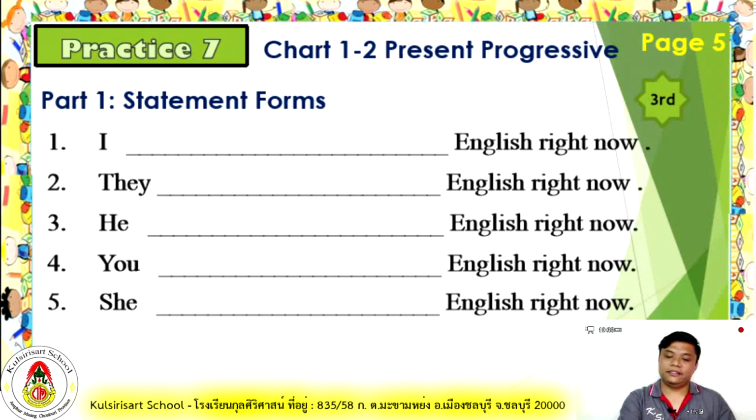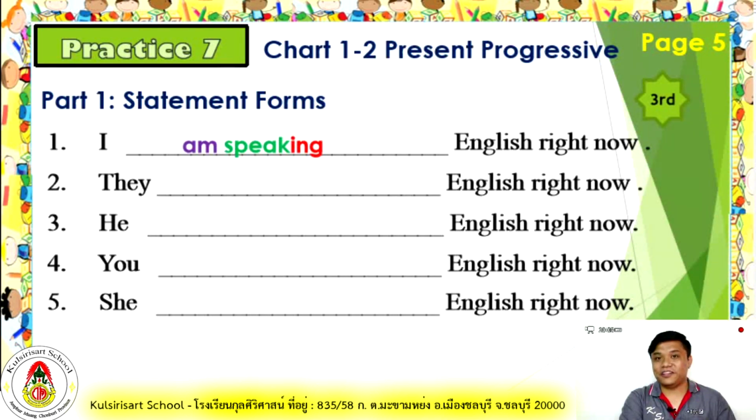What do you think is the answer? I blank English right now. I am, because I should be followed with the verb to be, am. Speak, our infinitive verb, and we add ing to make it into a progressive form or continuous form. I am speaking English right now.